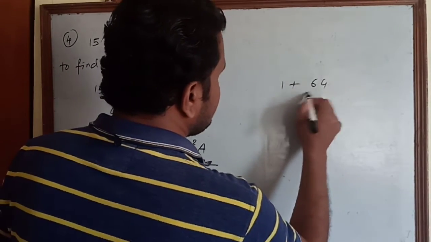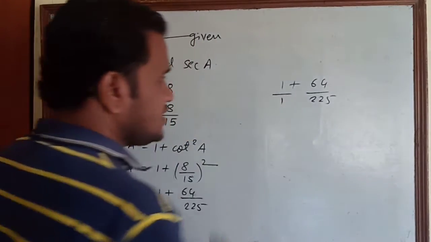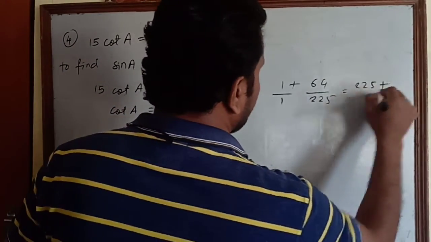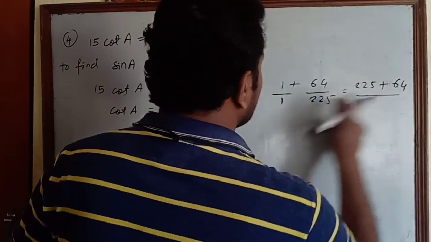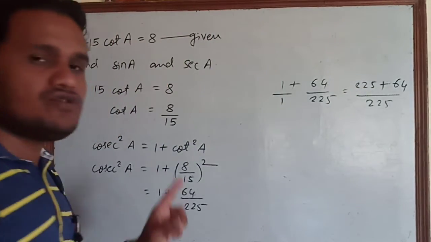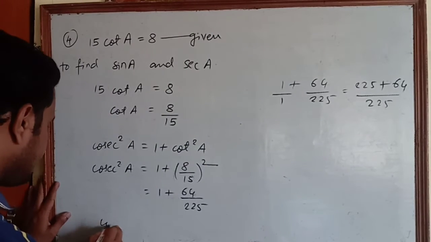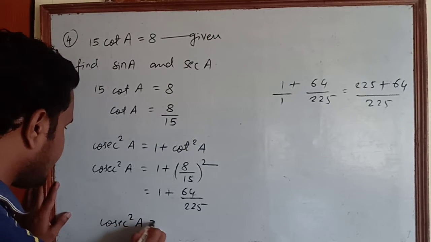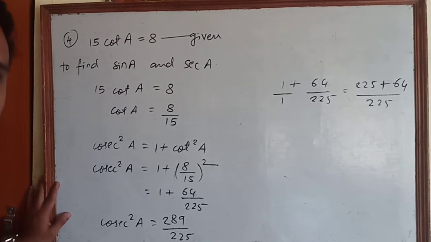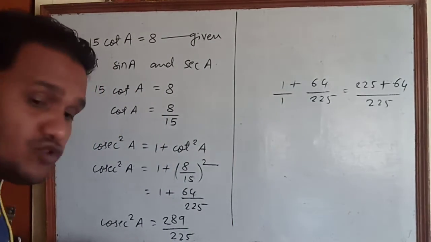1 plus 64 upon 225. I always told you to take a common denominator here. Just cross multiply them. 225 into 1, 225. 1 into 64, 64. 225 plus 64 gives you 289. And here you got 225. So ultimately cosec square A is equal to 289 upon 225. Now this is the value of cosec square A.